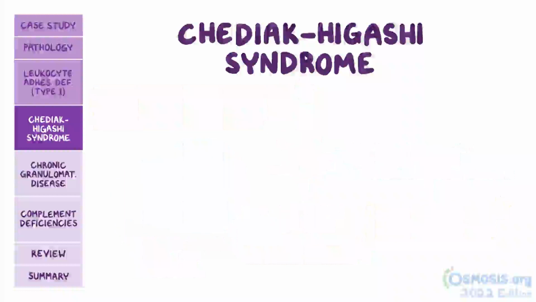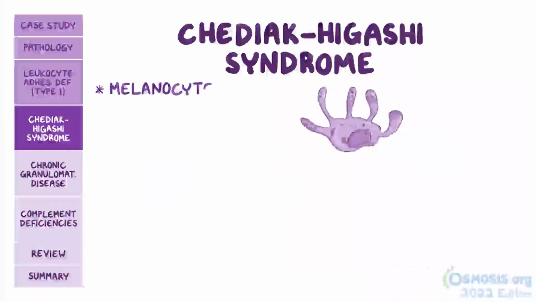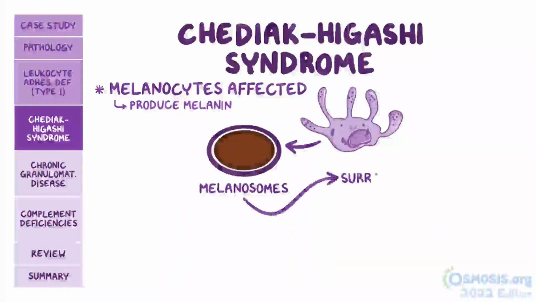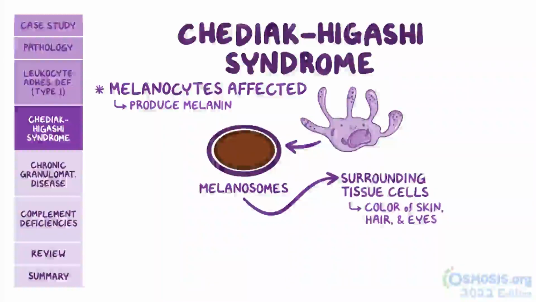Another type of cells affected in Shigyaki-Gashi syndrome are melanocytes, which produce a protein pigment called melanin. Melanin is stored in vesicles called melanosomes, which then carry it to the surrounding tissue cells, and it contributes to the color of our skin, hair, and eyes. In Shigyaki-Gashi syndrome, melanosomes fail to transport melanin to the surrounding cells.